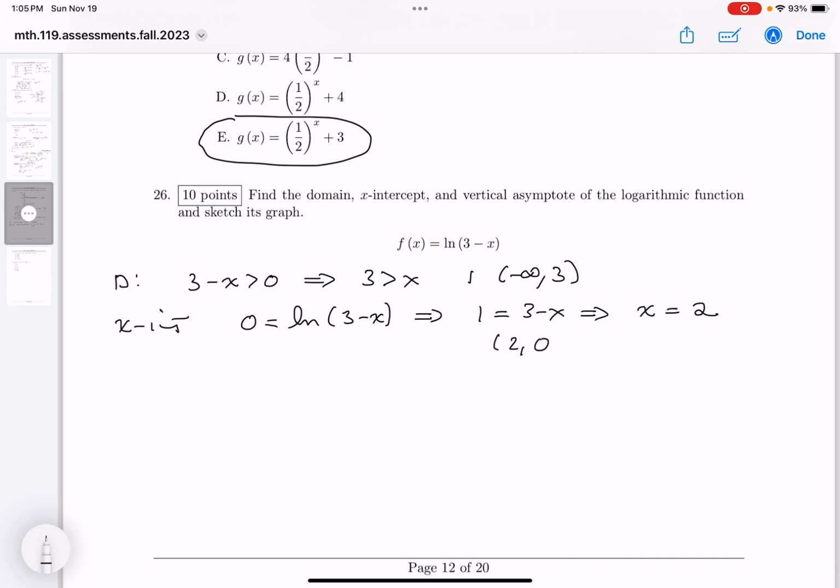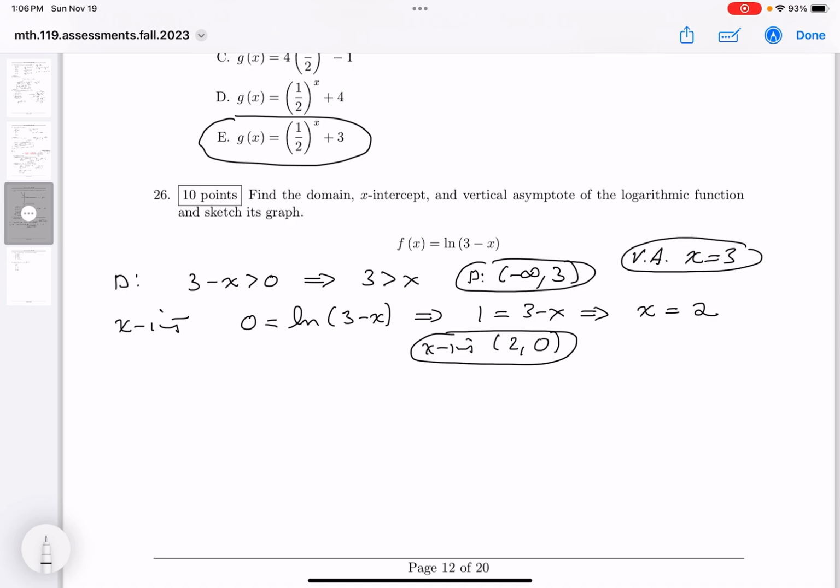Again, this is the domain. Put a little circle around it. And this is going to be the x-intercept. And again, I'll circle that too. Right, the next thing it says, let's see, domain, x-intercept. Oh, vertical asymptote. That looks pretty simple. The vertical asymptote, VA, is going to be x equals 3.